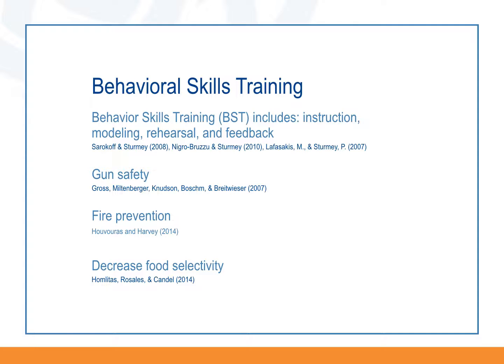So this research has led to the development of behavioral skills training. Behavioral skills training includes instruction, modeling, rehearsal, and then feedback. There have been a number of studies on it looking at training staff, particularly training parents. Sturmey has done a lot of the work on this, with a variety of partners, looking a lot at staff training and then some at parent training. They've done it for things outside of the developmentally delayed population, such as teaching gun safety to children and fire prevention. They've also looked at how to use behavioral skills training to decrease food selectivity.